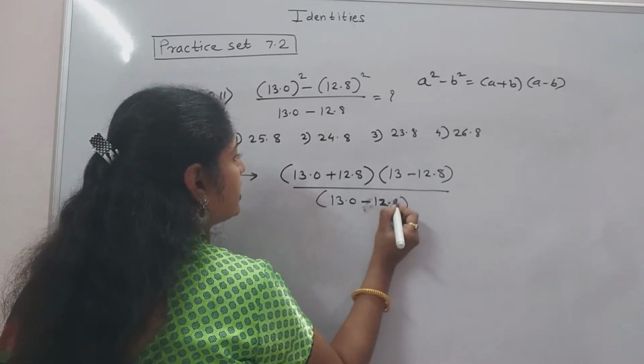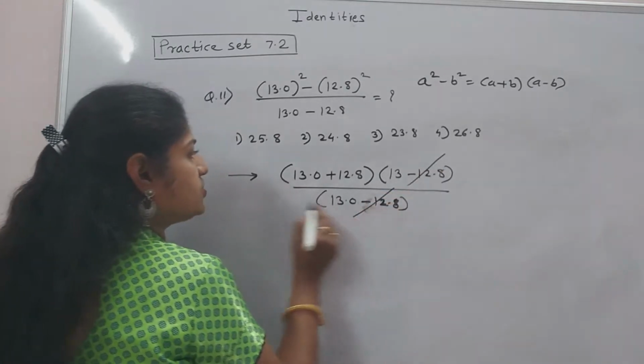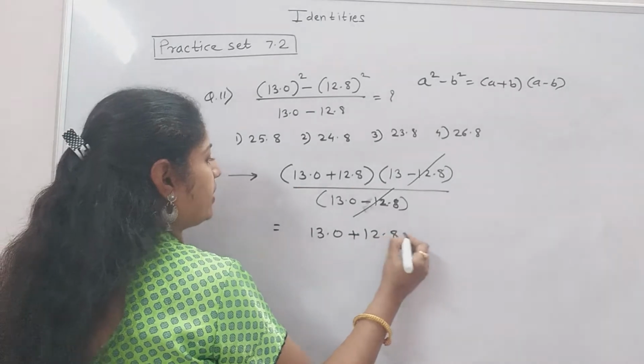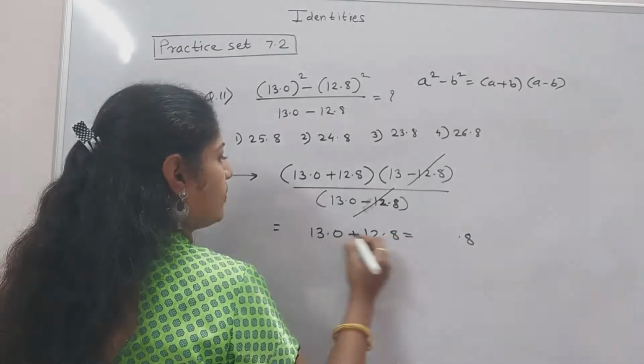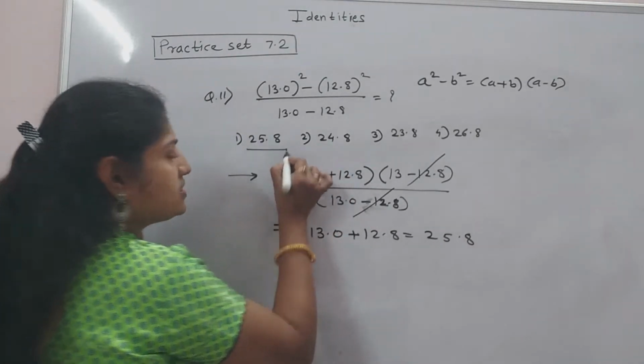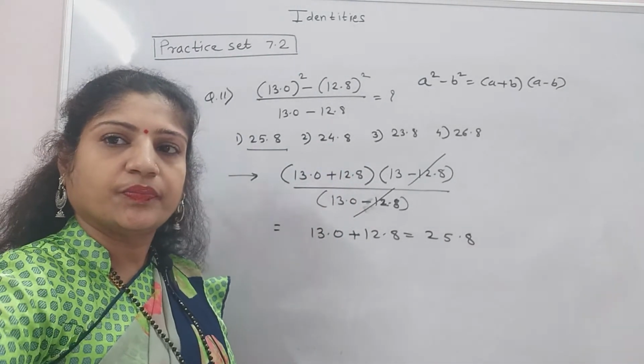These two brackets are equal. In numerator and denominator, these two brackets are cancelled. Answer is 13.0 plus 12.8. Addition of these two numbers, 25.8. Our answer is option number 1.